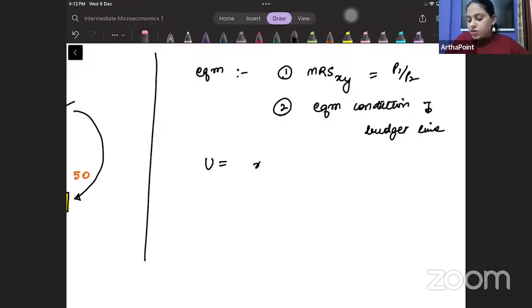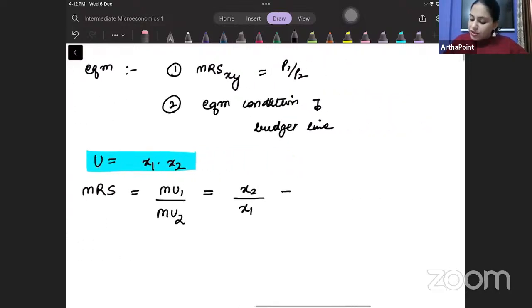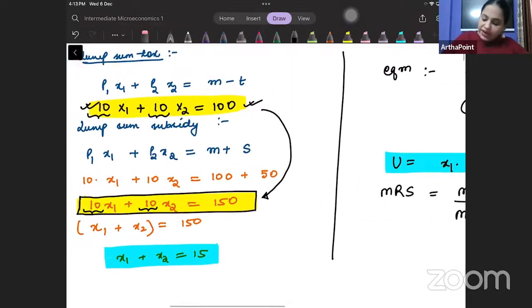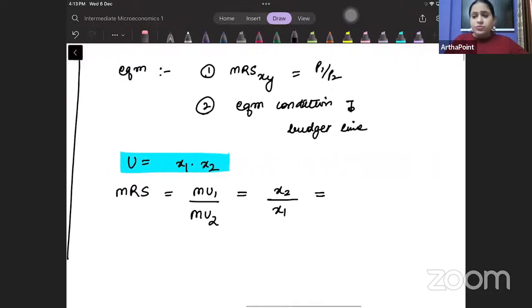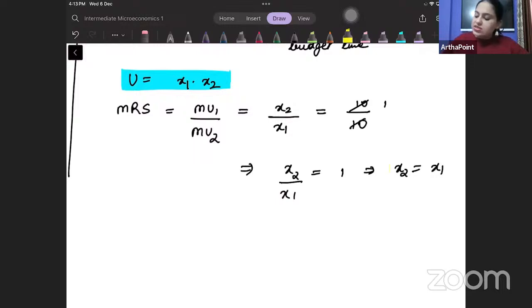So I am given my utility function as x1 into x2. So our MRS will be mu1 by mu2. Beta, if I differentiate this utility function with respect to good 1, that is, with respect to x1, I will get x2. If I differentiate with respect to good 2, I will get x1. Beta, this has to be equated to the price ratio. So initially, what is my price ratio? 10 and 10. Price of good x is 10. Price of good y is also 10. So this will cancel out and give me 1. So I get the condition x2 by x1 is 1. This means x2 should be equal to x1.